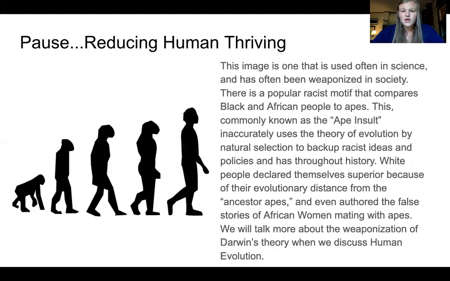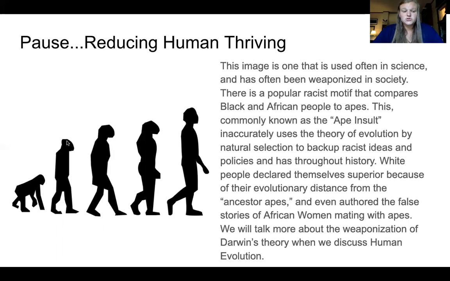It's also important to note here the racist history of this picture that I've used as our opening slide. One of our big questions for this course is how has science promoted human thriving and also how has it reduced human thriving? And so this picture is a little sneak peek at how Darwin's theory has been used to reduce human thriving and how it's kind of been used to promote racism.